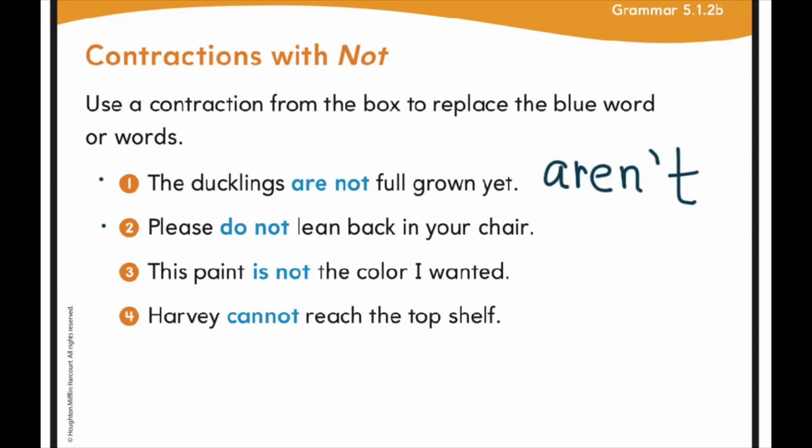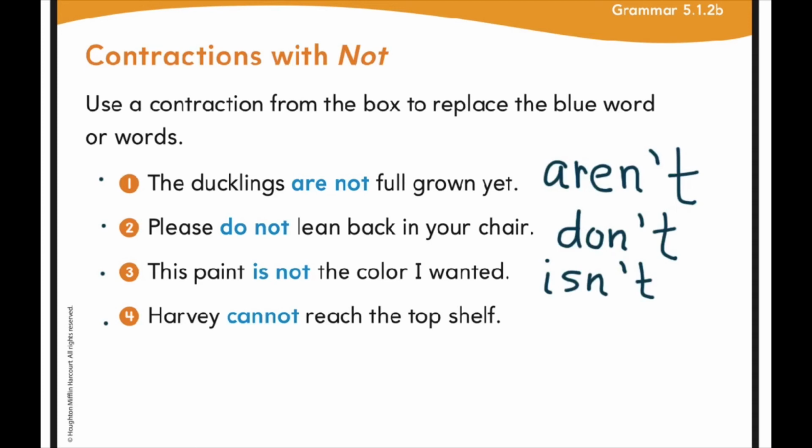Okay, let's look at number 2. Please do not lean back in your chair. Now we know do not becomes don't. Got it. Don't. So I write do, slide that N over next to do, apostrophe T, don't. Okay, 2 more. This paint is not the color I wanted. Now when we do is not, it becomes isn't. Got it. So I write is, put the N next to the is, apostrophe T, isn't. The paint isn't the color I wanted.